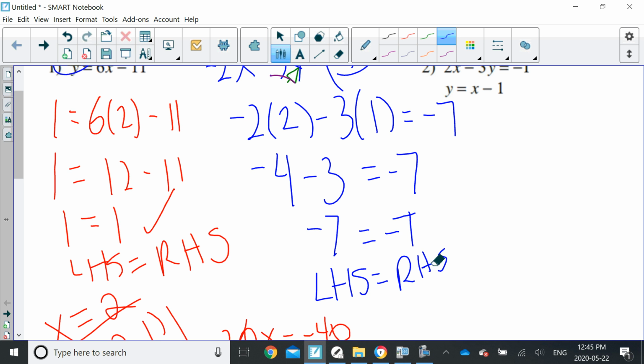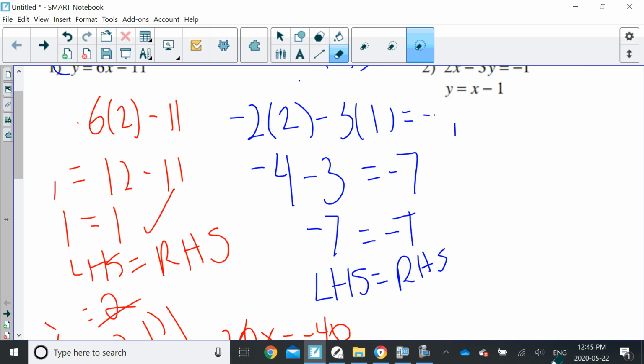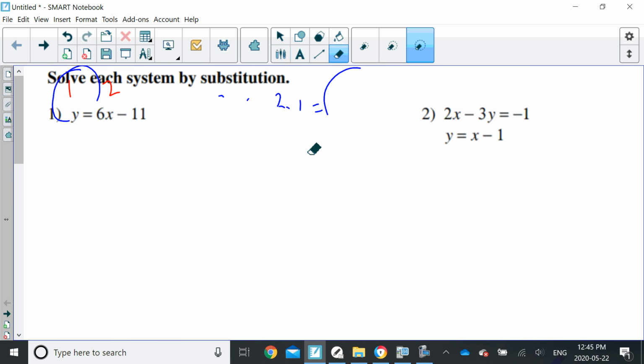Something interesting about this test, there's no explaining or anything like that, because if you do your verification for every single question, and your left-hand side equals right-hand side, you will know before you even submit your test if you're getting it right or wrong. Okay? So let's do this next one. I won't do the verification, but you'll need to do the verification on your test.